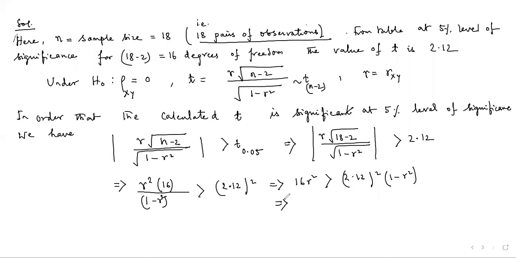Now I want you to simplify this particular expression and tell me, if I want to write it in the form that r square is greater than something, what can I write over here? What value will I write? Simplify this inequality and tell me what will come on the right hand side of this inequality if I keep only r square on the left hand side.